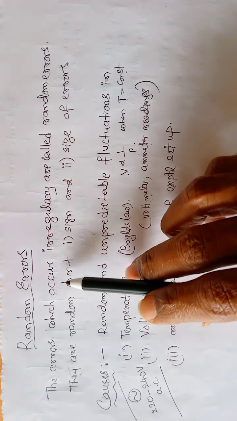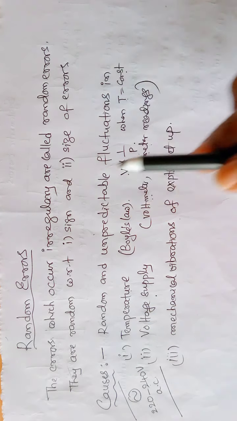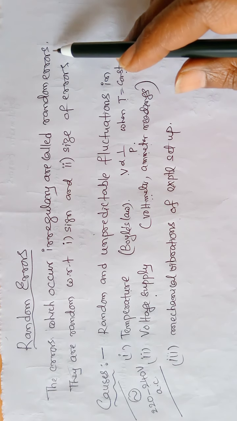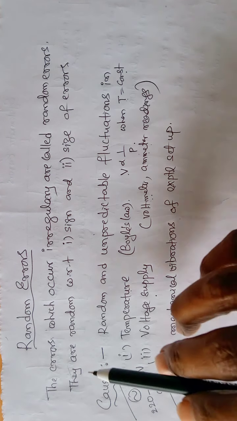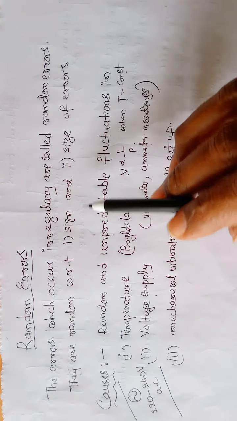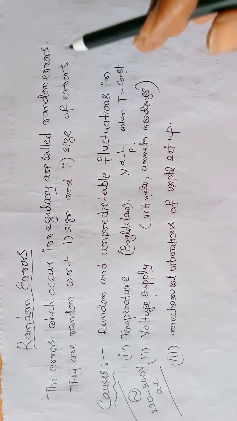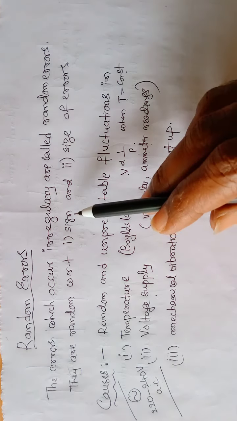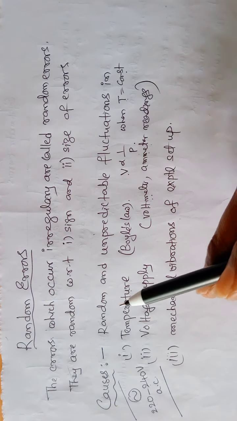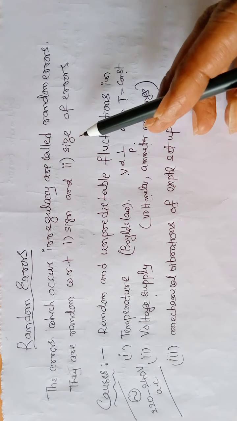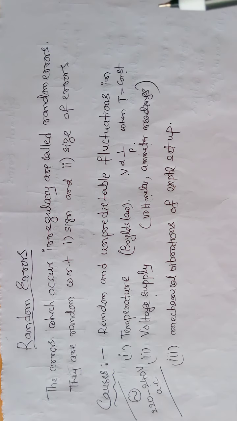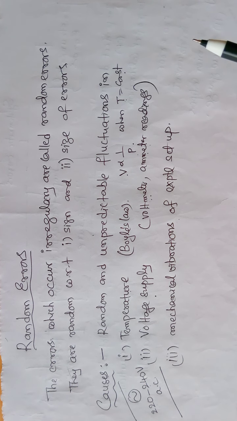The errors which occur irregularly are called random errors. They are random with respect to sign and size of errors. Sign means what? Some of the errors are positive, some are negative. Size means what? The magnitude of the error changes like that.